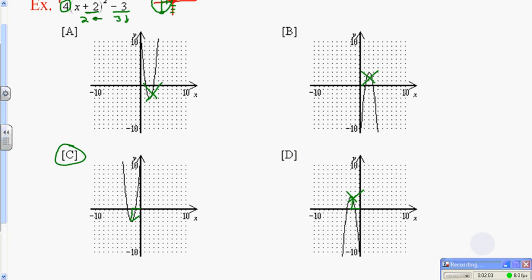Now, actually, the graph would look like this if the 4 was a 1. But the absolute value of 4 is greater than 1, so it made it narrower. That's why it looks skinnier.